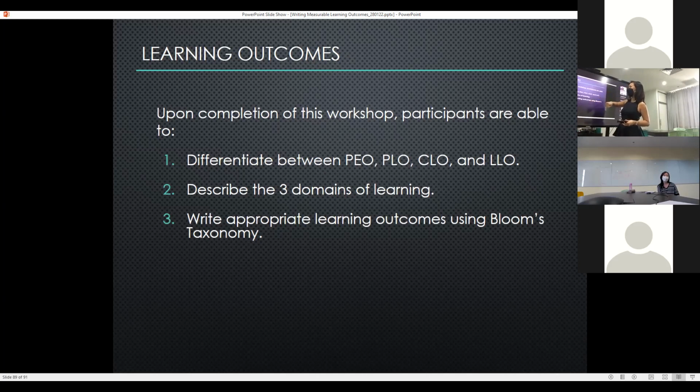And then lastly, write appropriate learning outcomes, which you did at the final activity. And I can say that you all know how to write it already. But it's just now going back to your own courses, looking at your own courses and seeing whether the CLOs are relevant, valid, measurable.